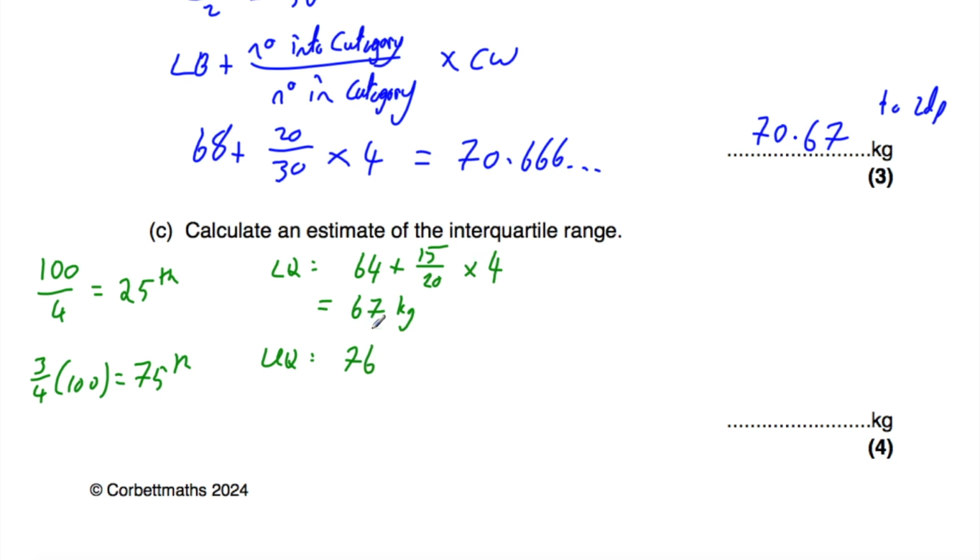Okay, so we've got our estimate for the upper quartile, our estimate for the lower quartile. We're now going to take them away. So 76 take away 67 is equal to 9. So our estimate for the interquartile range is 9 kilograms, and that's it.